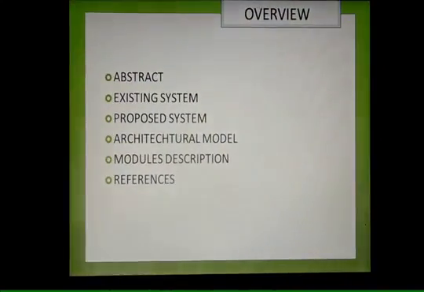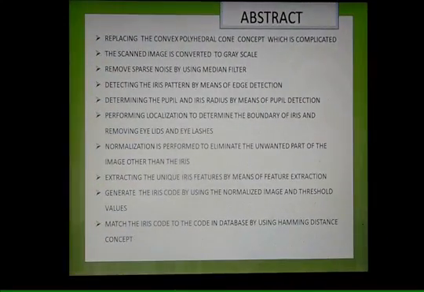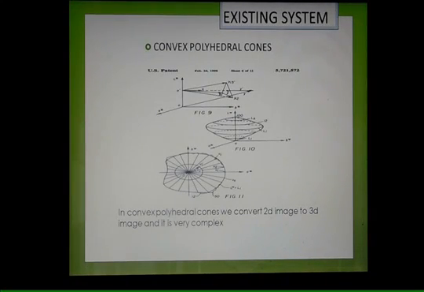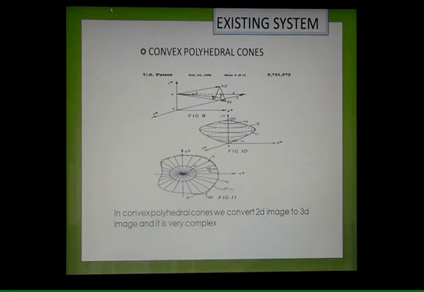Before going to this project, let me discuss the existing and proposed system. Iris code, I think you all know about iris. In the existing system, iris has been used as convex polyhedron cones. We convert 2D iris images into 3D images, and this mathematical process takes a larger time. The processing of the iris image is also very high, and whenever we store iris images, we need more space. These are the two disadvantages of iris in the existing system. But iris is the most unique feature, where 10 million people have a single iris, so it is unique.